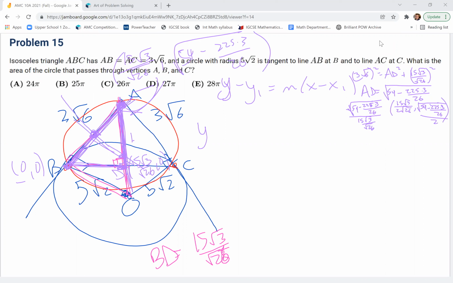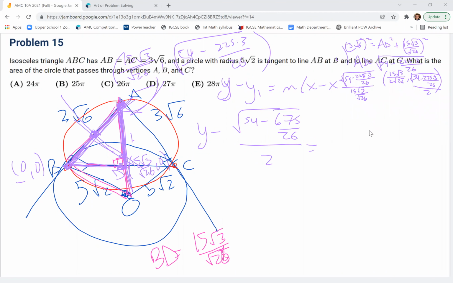So in this case, I would have y minus square root 54 minus 225 times 3, which is 675, over 26, over 2, is equal to, up a little bit more. Now, opposite reciprocal slope means it's going to be flipped and negated. So it's going to be negative 15 root 3 over root 26 over root 54 minus 675 over 26, times x minus, and then the x value is going to be 15 root 3 over 2 root 26.